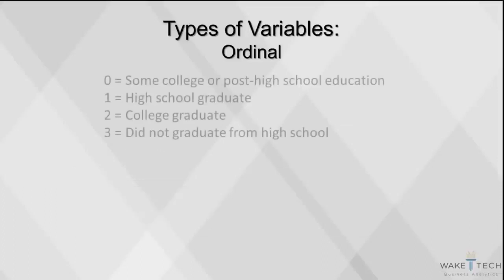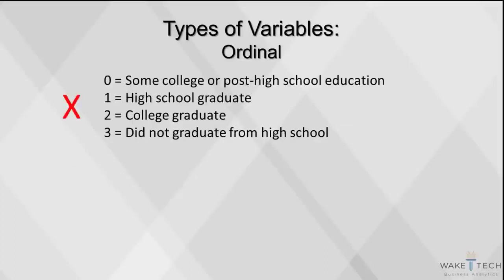Here's an example of what not to do. 0 equals some college or post-high school education, 1 equals high school graduate, 2 equals college graduate, and 3 equals did not graduate from high school. Can you tell what's wrong with this example? The data we're trying to code has an inherent order, but the coding in this example does not follow that order. Here's the correct way to do it.